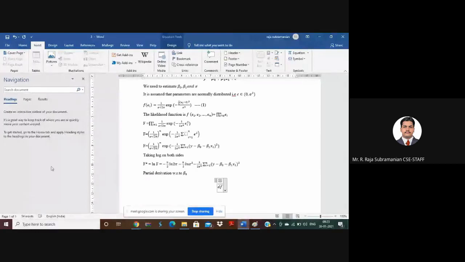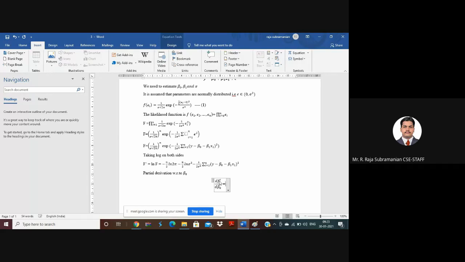Instead of having f star, I can have something like f cap, because it is not coming in the equation term. Let me have f dash. So d f dash divided by d beta naught.